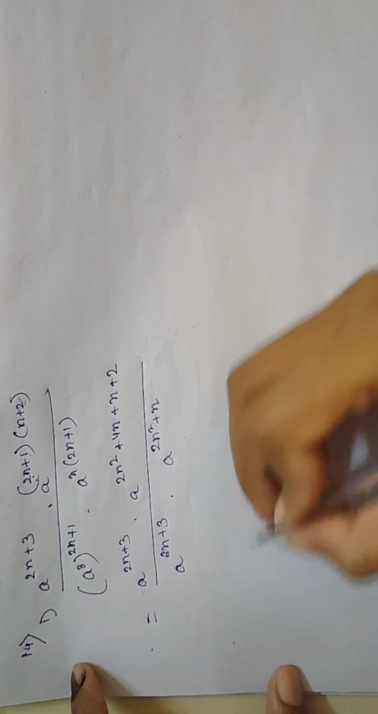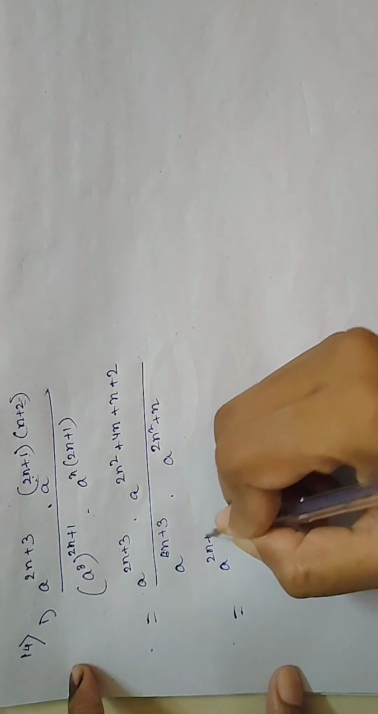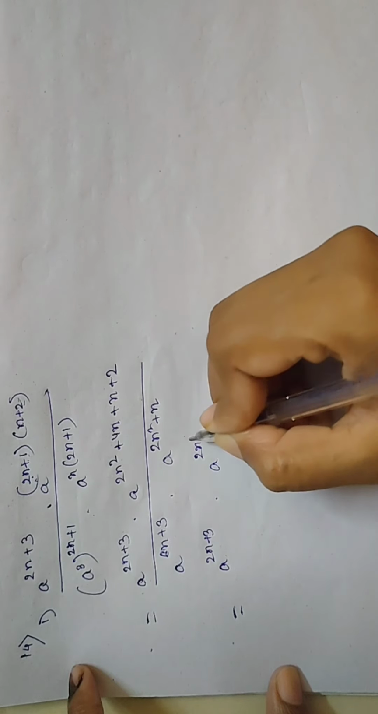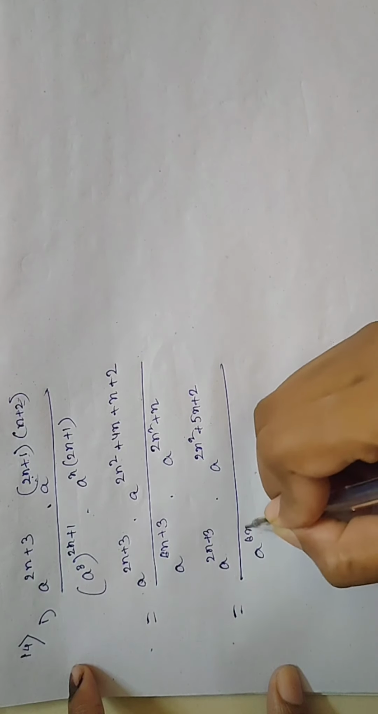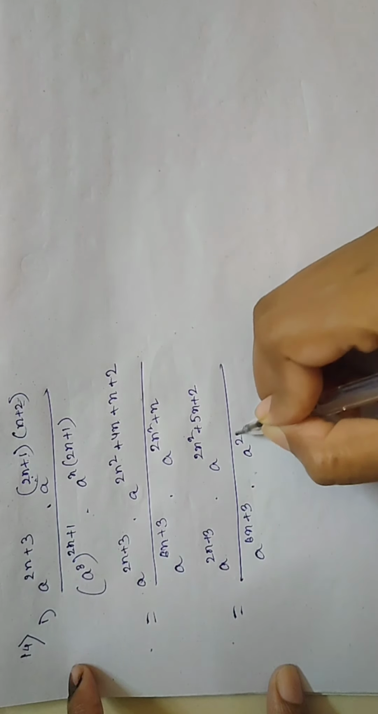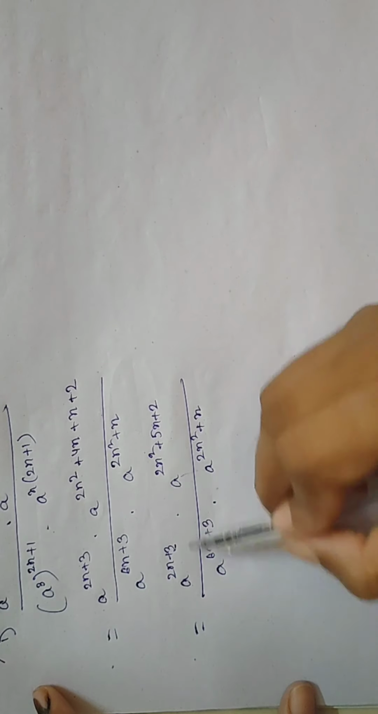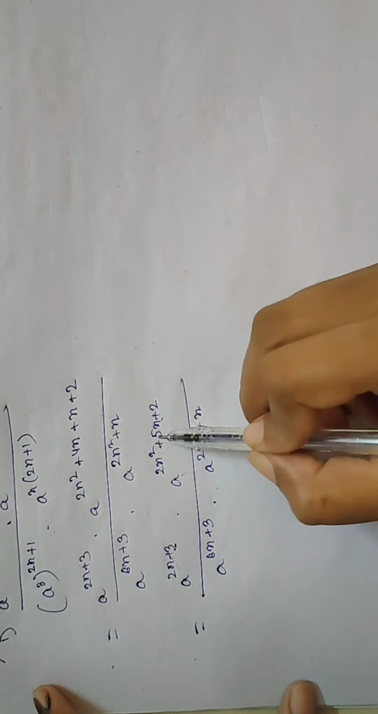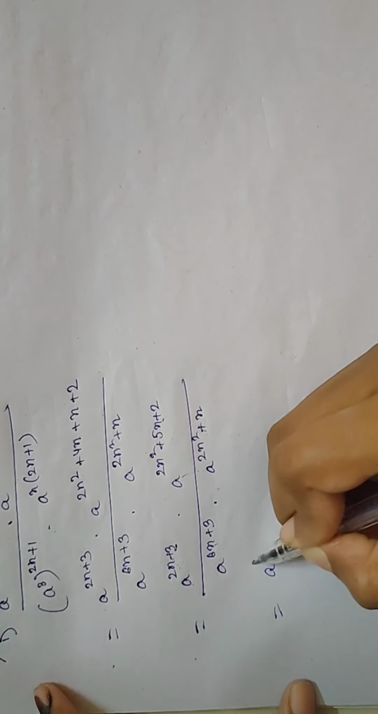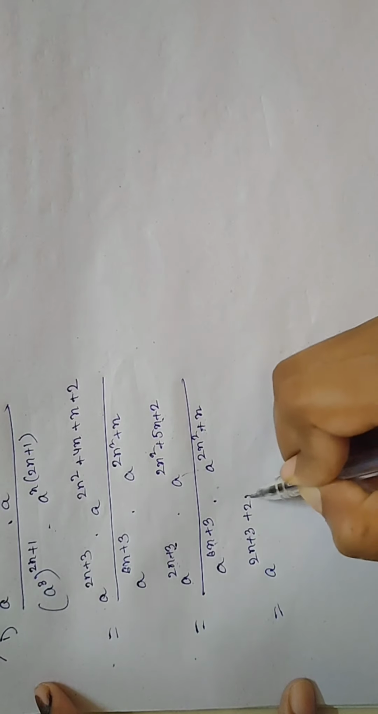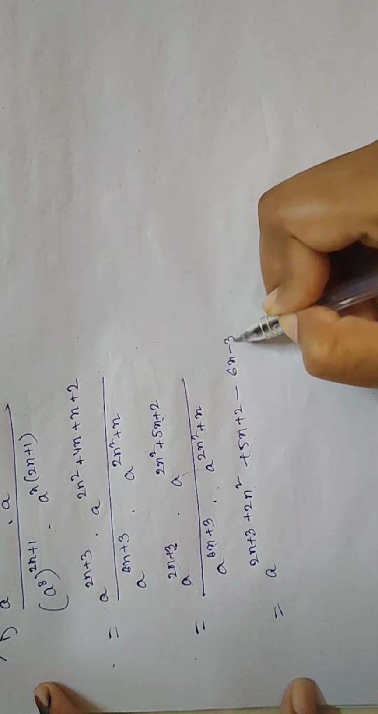Fine. Now do this calculation. A to the power 2n plus 3. Here you will get 2n square plus 5n plus 2, and in the denominator there will be no change, just copy it down. Now since all the bases are the same and they are in multiplication, add these two exponents and subtract these two exponents. So 2n plus 3 plus 2n square plus 5n plus 2 minus 6n minus 3 minus 2n square minus n.